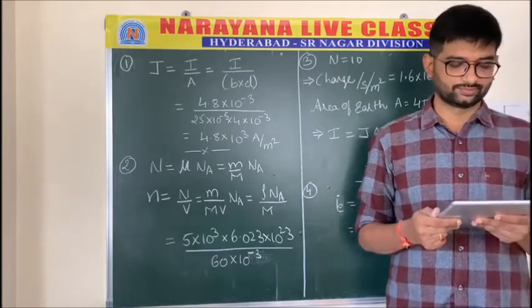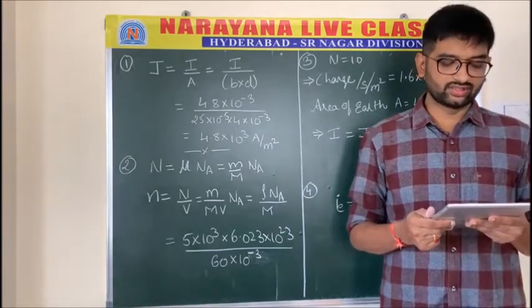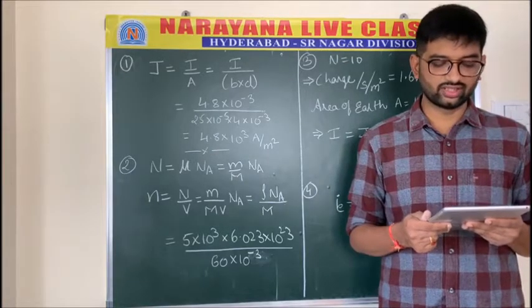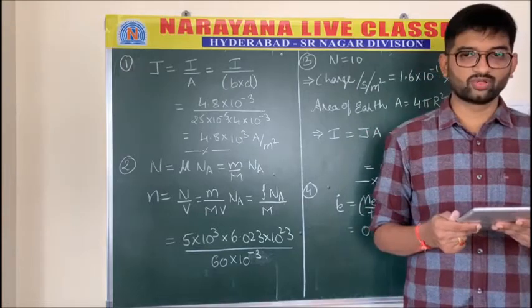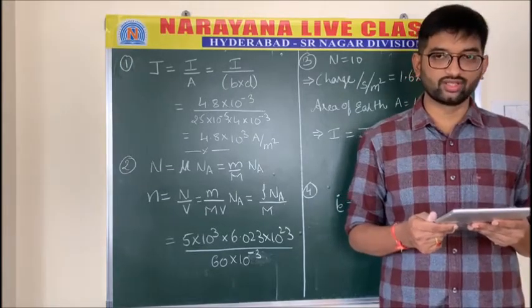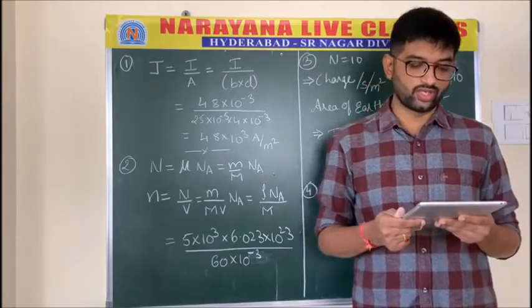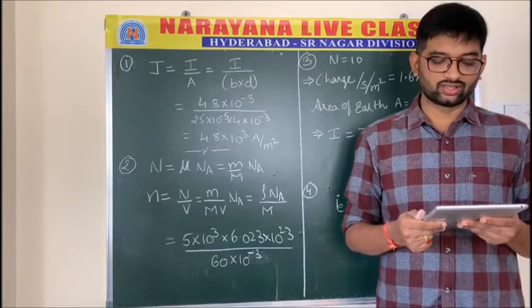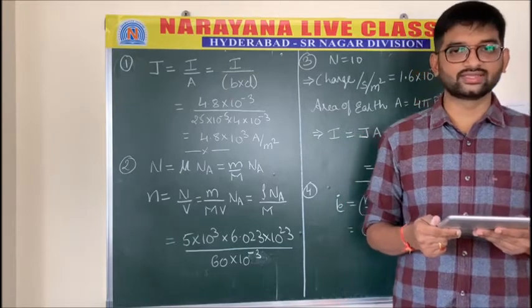Problem number 1. An N-type silicon sample of width 4 into 10 to the power of minus 3 meters, thickness 25 into 10 to the power of minus 5 meter and length 6 into 10 to the power of minus 2 meter carries a current of 4.8 milliamperes. When the voltage is applied across the length of the sample, what is the current density?